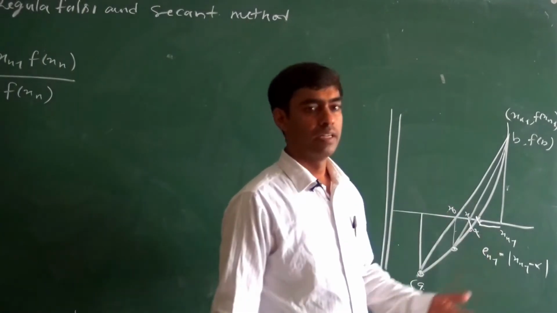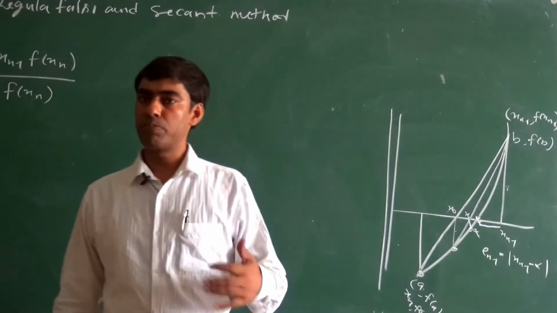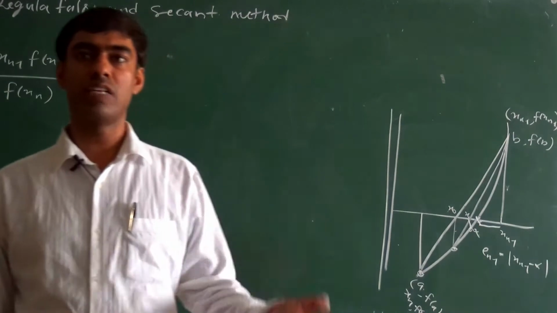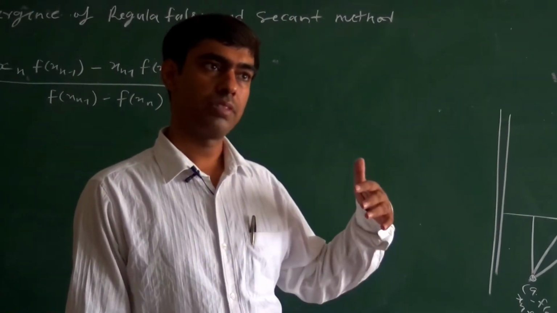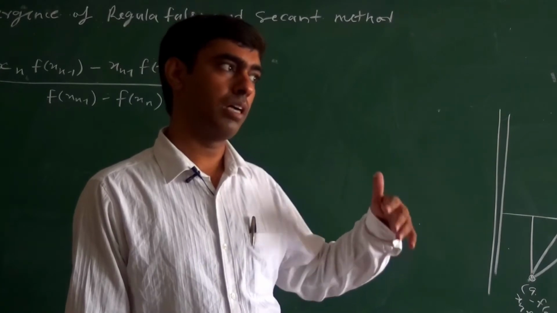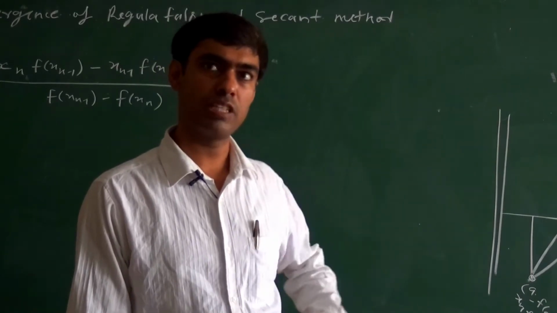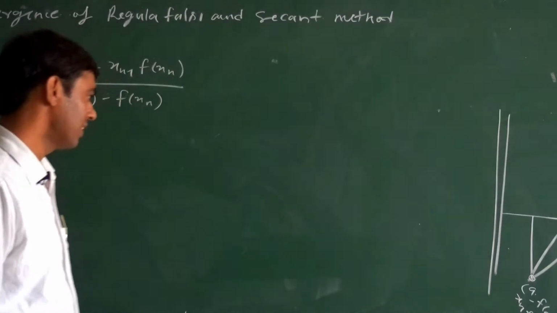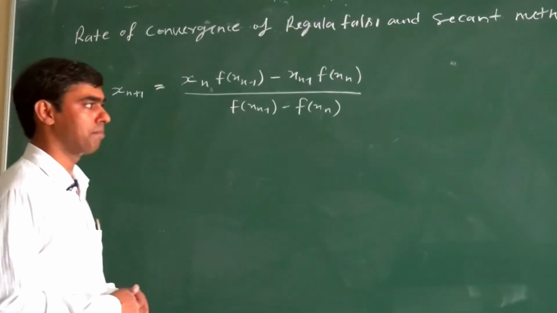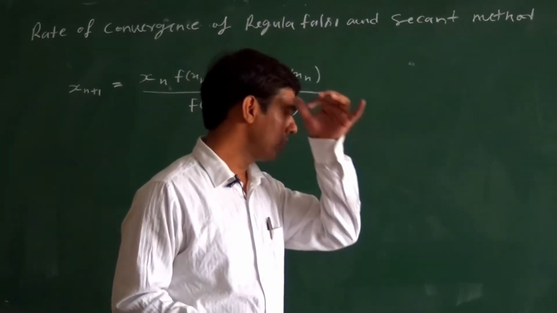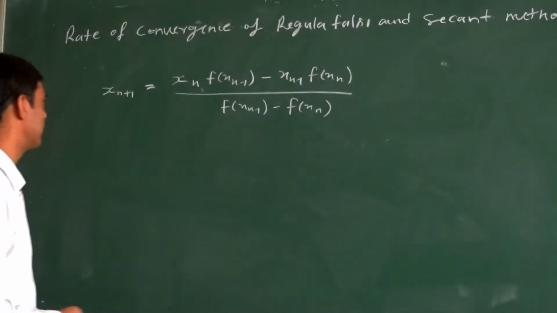As the iteration proceeds, x0 becomes x1, x1 becomes x2, x2 becomes x3, x3 becomes x4, x4 becomes x5, like this. So this is a quick recap of the Regula Falsi method and secant method.